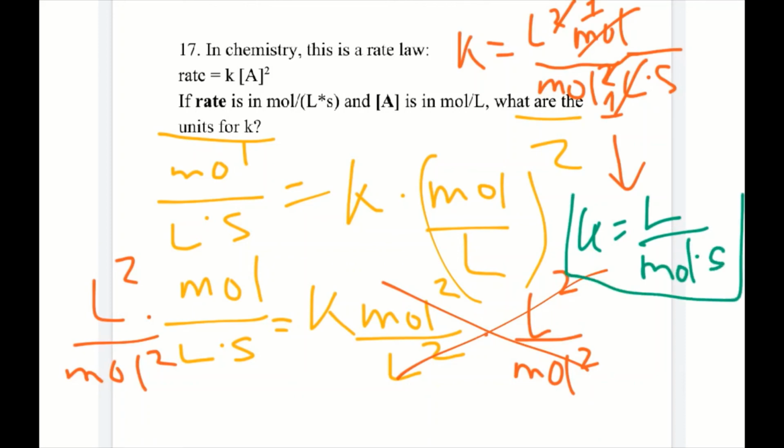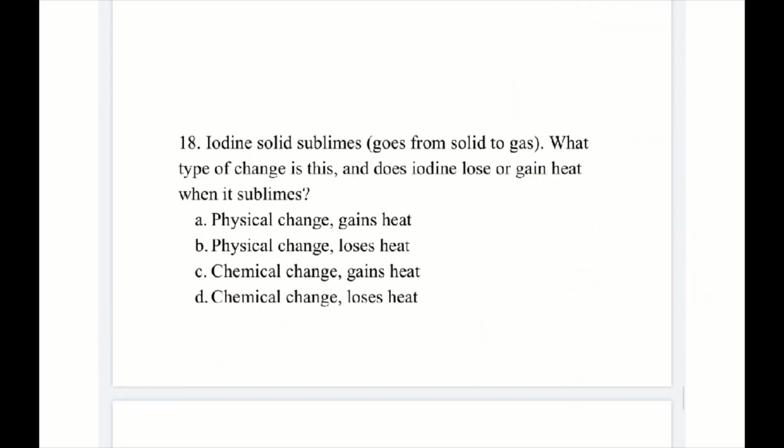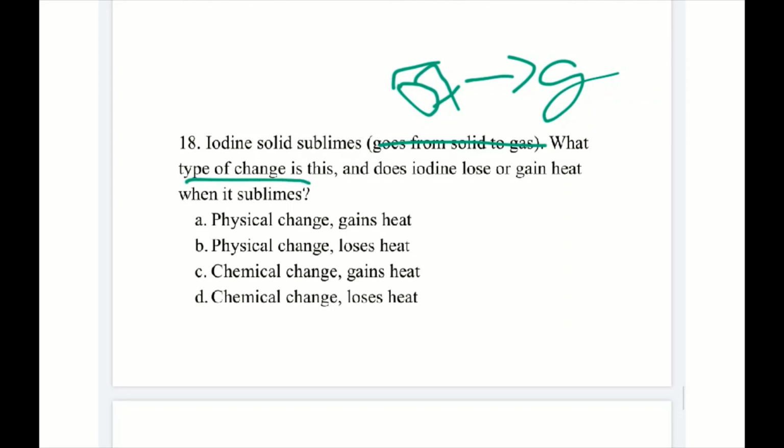And that is our final answer. So now let's move on to number 18. Iodine solid sublimes, goes from a solid to a gas. So what type of change is this? And does iodine lose or gain heat when it sublimes?